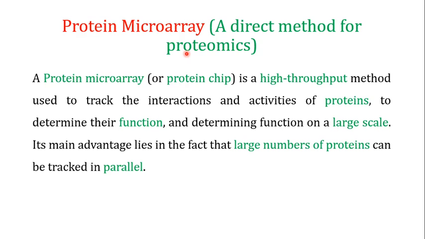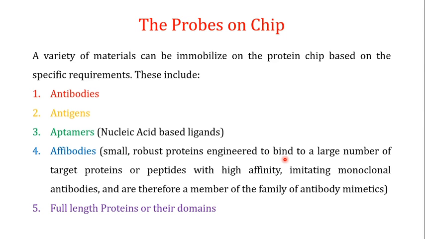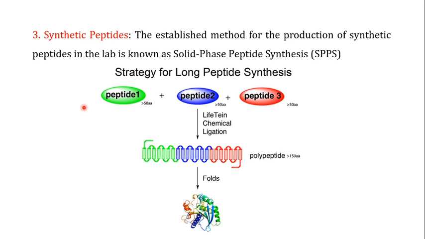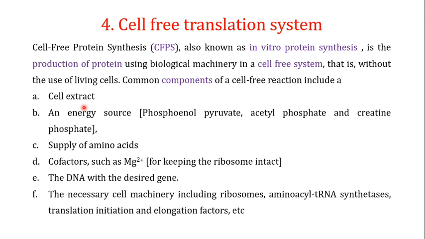One of the major advantages of the protein microarray was that it was screening a large number of proteins in parallel. Then we talked about the different kinds of probes that you can immobilize on the chip: the antibodies, the antigens, the aptamers, the Fc bodies, the full-length proteins or their domains. And then we talked about the sources of the probes that you can immobilize on the chip, and the sources were the cell lysate, the recombinant DNA technology, the synthetic peptides, and then the cell-free translation system.